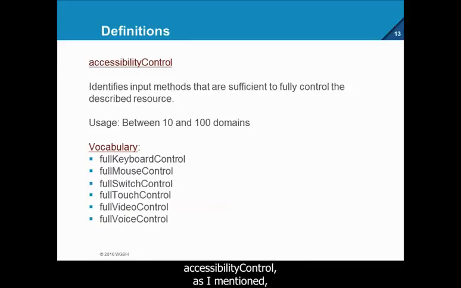Accessibility control, as I mentioned, is input methods that are sufficient to fully control the described resource. Some users can only use one input method, and they need to know whether they're going to get halfway through a resource and hit a block, because some part of it needs a different input mechanism. So these are meant to indicate when a resource can be entirely used from a single mechanism. And there can be more than one. You can repeat it. A resource could be fully usable from the keyboard as well as from the mouse or from a touch screen and so on.